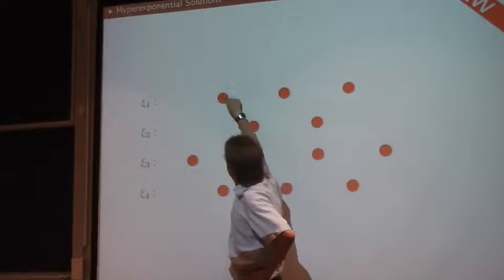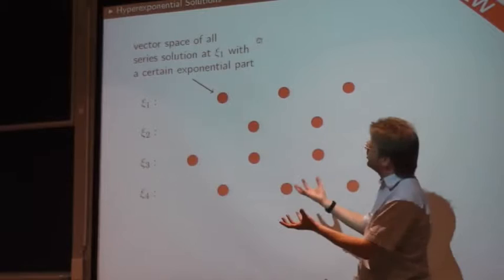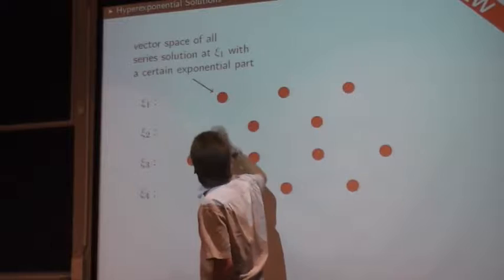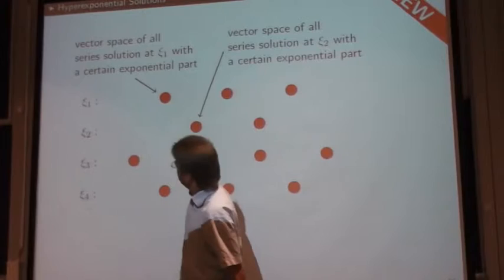And here are the ones with the other one, and so on. So this is really a vector space, possibly of some dimension. So it contains all the series solutions expanded at this root of the leading coefficient, and sharing all the same local exponential part. And here you have the same thing, except at another root, another singularity. It's also a vector space, and it also has higher dimension.